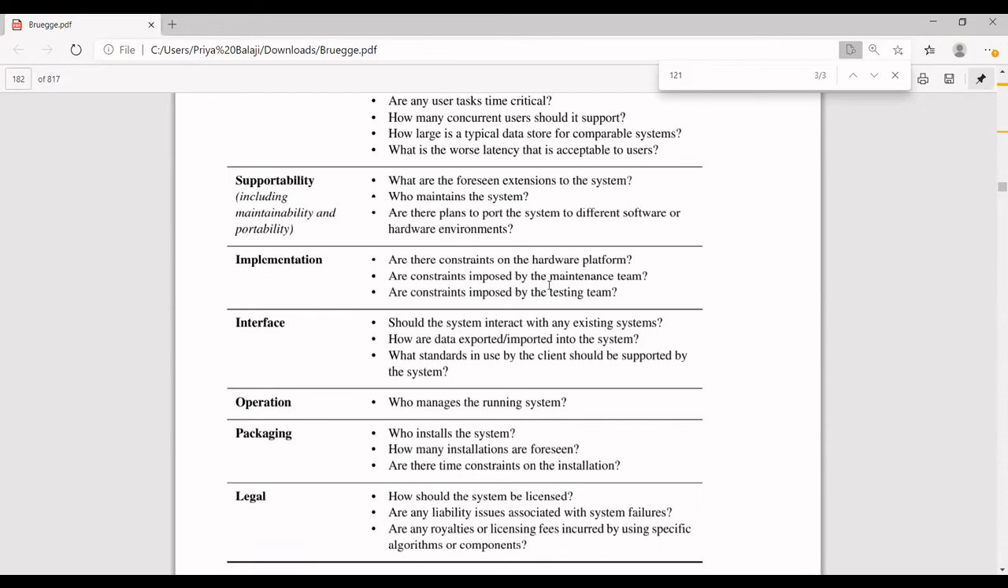So operation: who manages the system? Packaging: how to install the system? What are the constraints of the installation? And what are the legal issues, the license, and all the licenses you have to consider. So all these things come under your non-functional requirements, and non-functional requirements come under the FURPS category. FURPS: these are the non-functional requirements you have to consider.